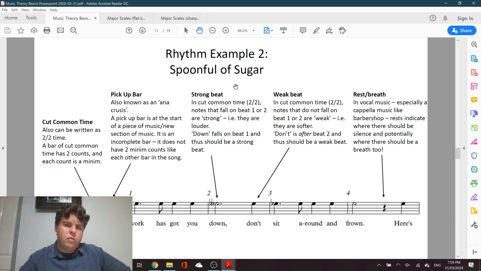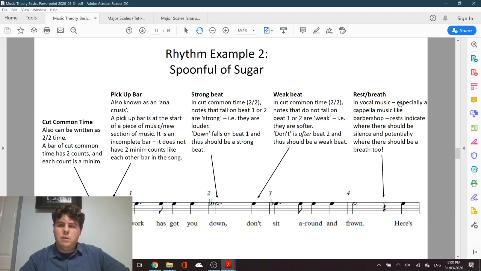But if you've got strong beats, you've got to have weak beats as well. In cut common time, notes that do not fall on beat 1 or 2 are weak. They are softer. In this instance, "don't" is after beat 2 and thus should be a weak beat. So don't actually emphasize the word "don't." When work has got you down, don't sit. It's kind of secondary, at least in volume, to this one, which is on a strong beat.